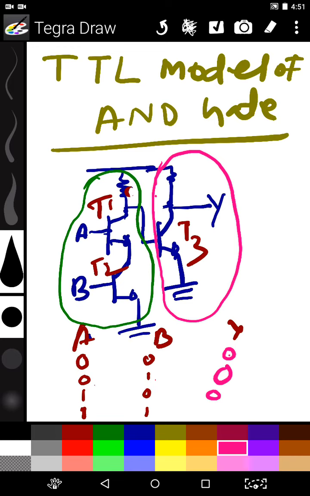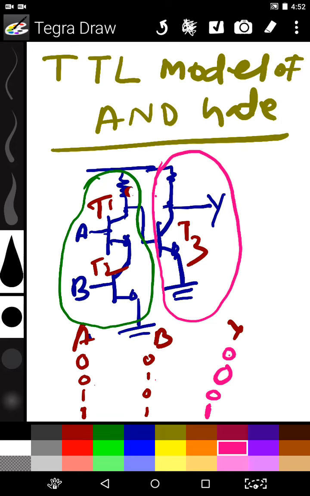Now the last condition, A equal to 1, B equal to 1. A equal to 1 and B equal to 1 means both the transistors T1 and T2 in the first stage are in on or saturation condition. That makes a path to the ground. So in the first stage there will be no input to the T3 transistor, so it will remain in the off condition. So the Y terminal can't be grounded, and some voltage will be obtained at the Y terminal. So the output will be 1.